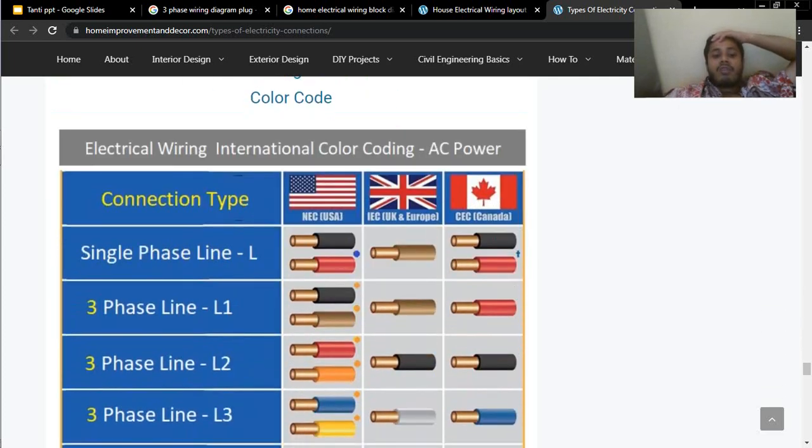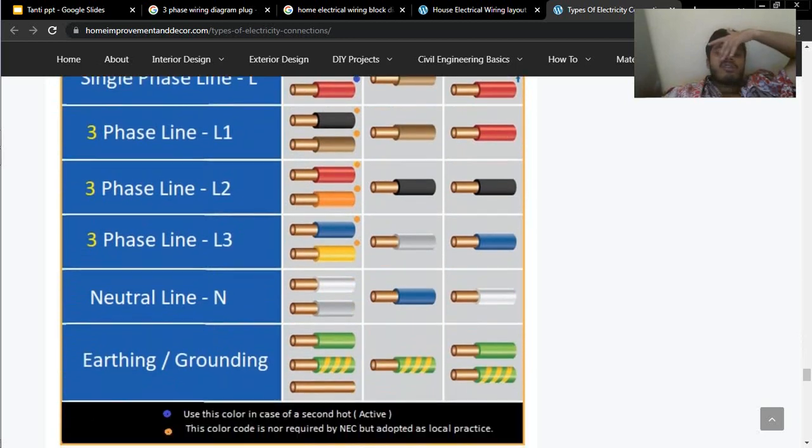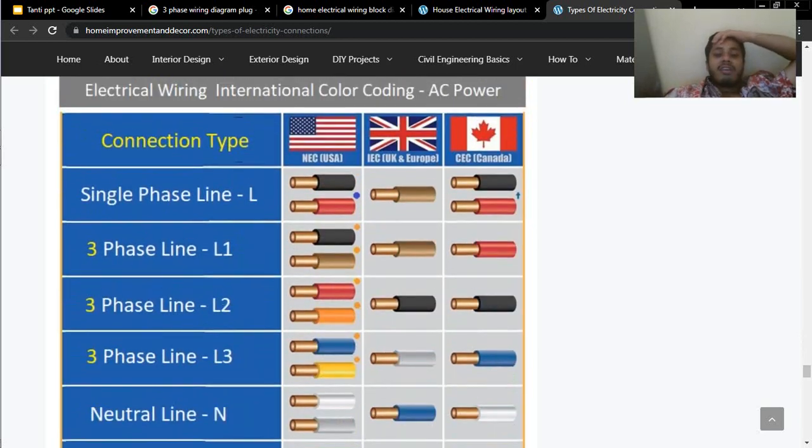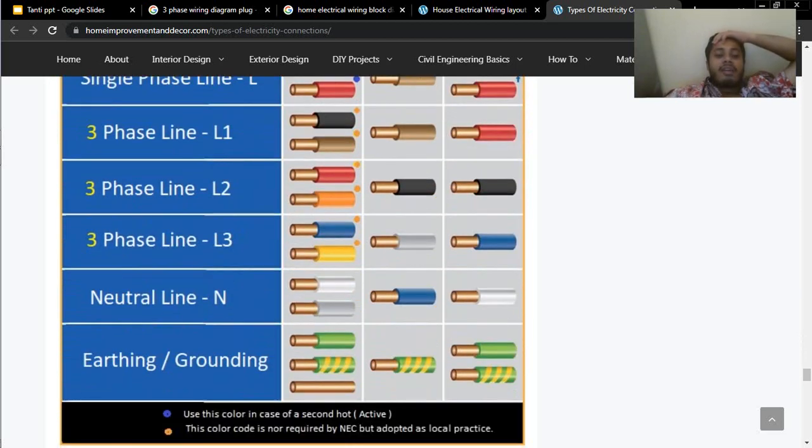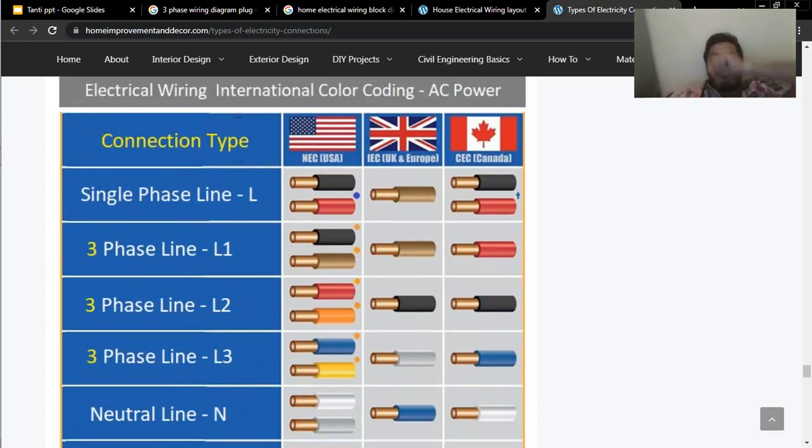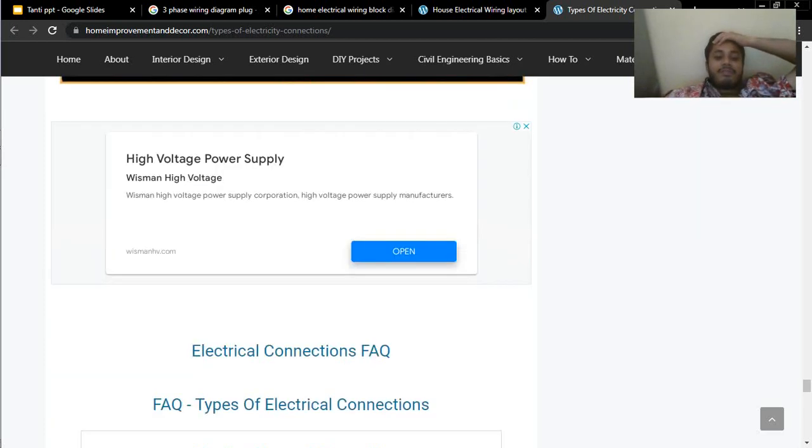And here is the color code. You see that three phase has L1, L2, L3, which are red, yellow, blue, RYB, and neutral is white or gray, and earth is green, same as before.